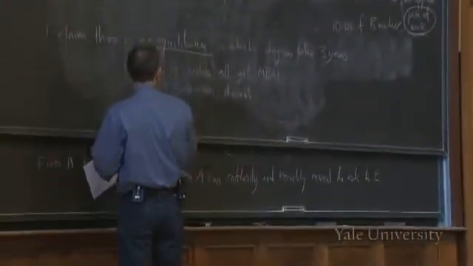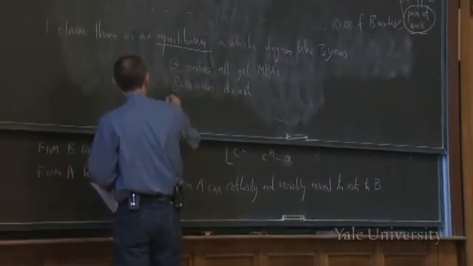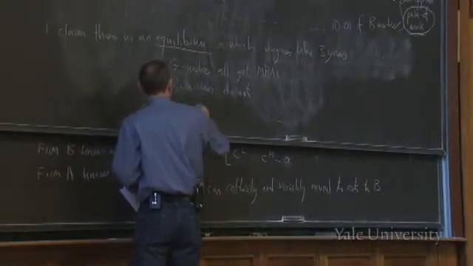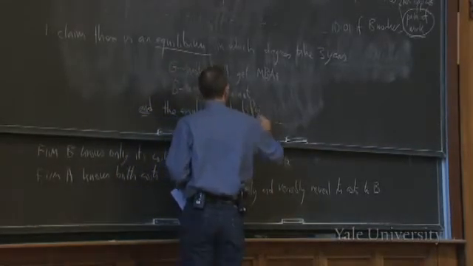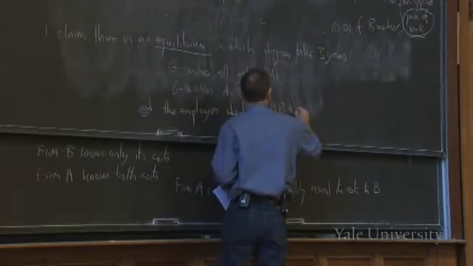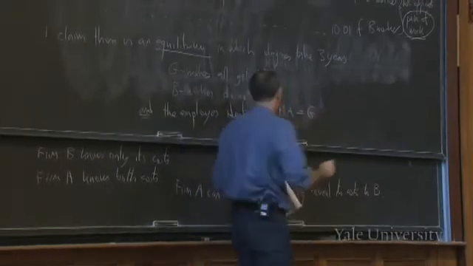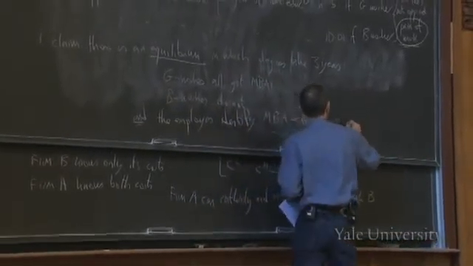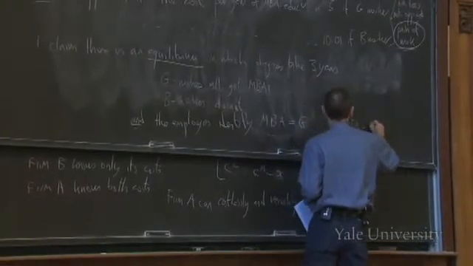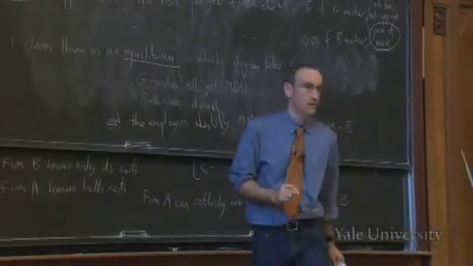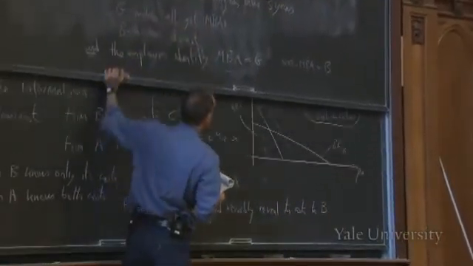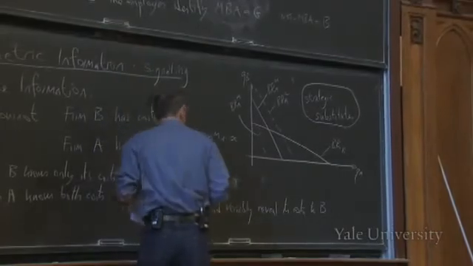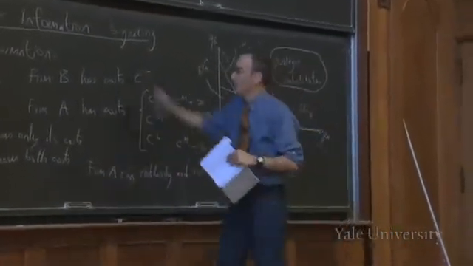To make this work, it has to convince the employers. So to make it work, I need the employers to identify MBA equals good and not MBA equals bad. All right? So that's what I claim is an equilibrium here. And what I want to do is show that this actually is an equilibrium.